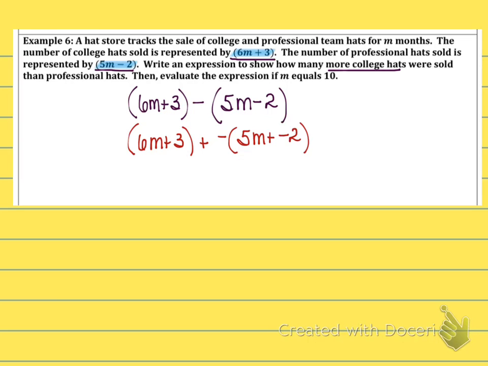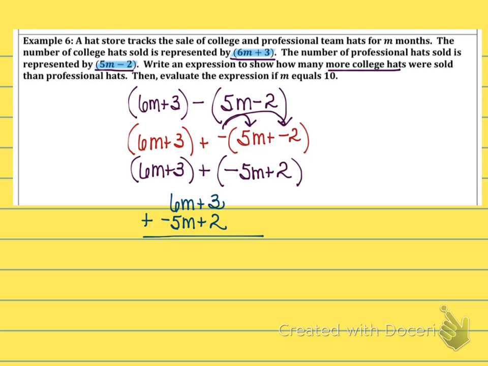So we've got 6M plus 3 does not change. We're going to take the opposite of 5M and the opposite of negative 2. So 6M plus 3 plus negative 5M plus positive 2. And we're going to line those up. So 3 plus 2 gives me 5. And 6M plus negative 5M gives me 1M, or just M. So that's the first part, that's our expression.